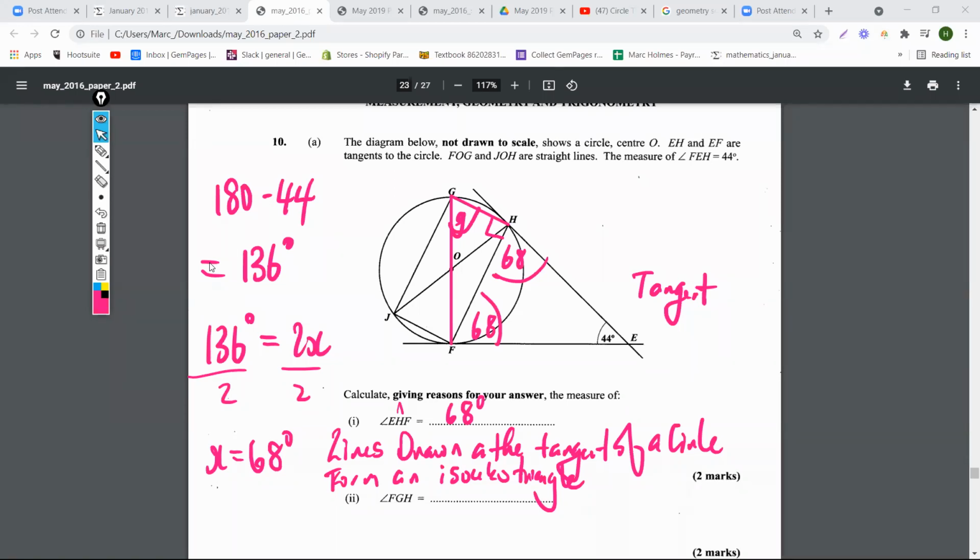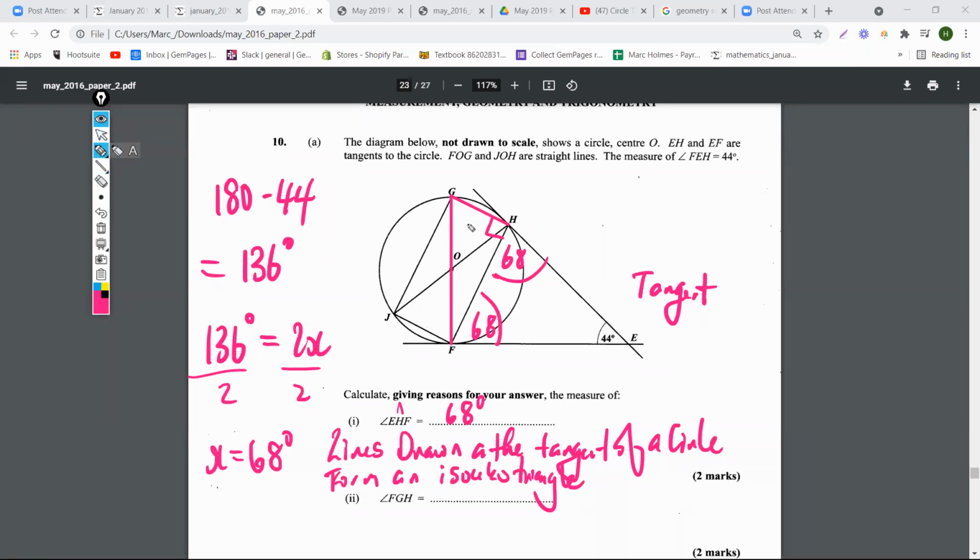Angles from the same arc at the circumference are equal. Number two. Angles from the same arc at the circumference are equal. Number two is kind of easy to me. But let me just show you how I find it.